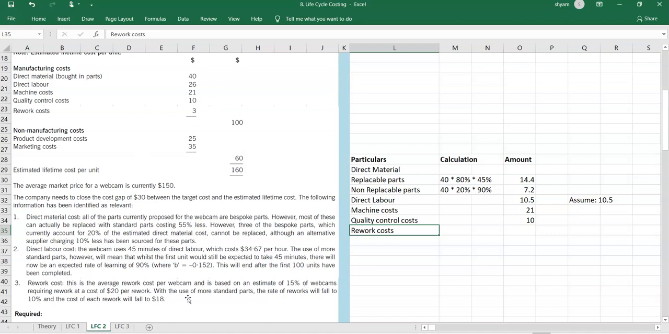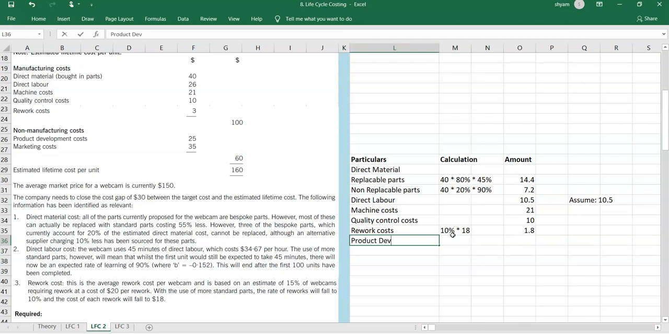Now, with the use of more standard parts, the rate of reworks will fall to 10% and will cost only 18 to repair. So the earlier number can be removed. So now we are going to get only 10% of the repairs and each repair is going to be only $18. So the answer will come to 1.8. So done with that. So other costs would come as they are.